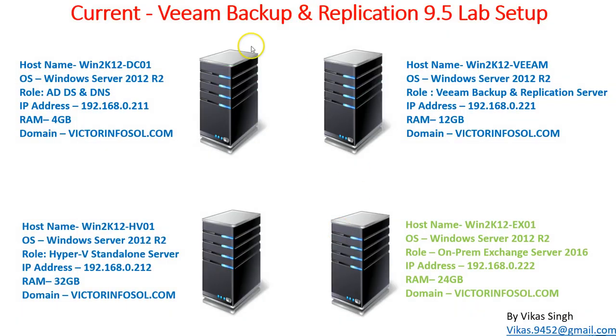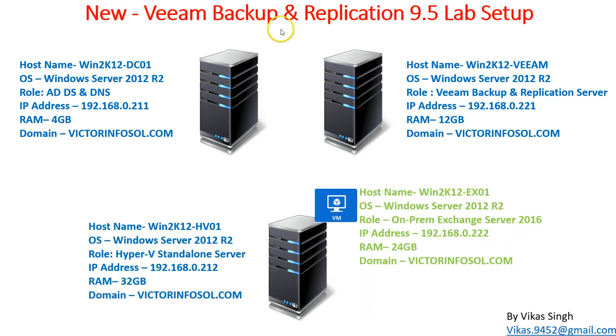So this is the current infrastructure which we have right now, and what is the proposed or new infrastructure which we are going to do by using this Exchange server from physical to virtual migration. So the Exchange AD server is going to remain same, the Veeam server is going to remain same, and the Hyper-V host is also going to remain same. The Exchange server is going to be converted to a virtual machine, and it's going to be hosted on my Exchange Hyper-V standalone server as a virtual machine. So this is the infrastructure which we are going to do in this lab by using the P2V.